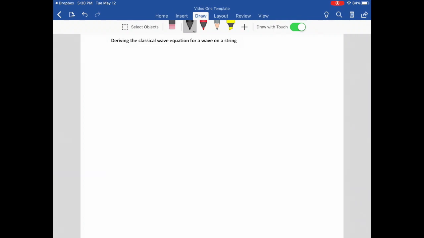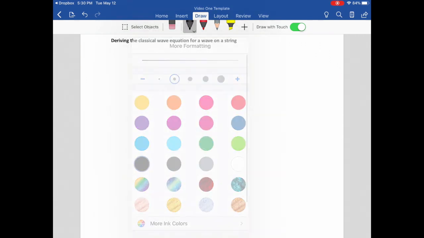Hello, my name is Jonathan Gashorski, and today I will be showing you how to derive the classical wave equation for a wave on a string. To derive the wave equation, we must first describe our system.